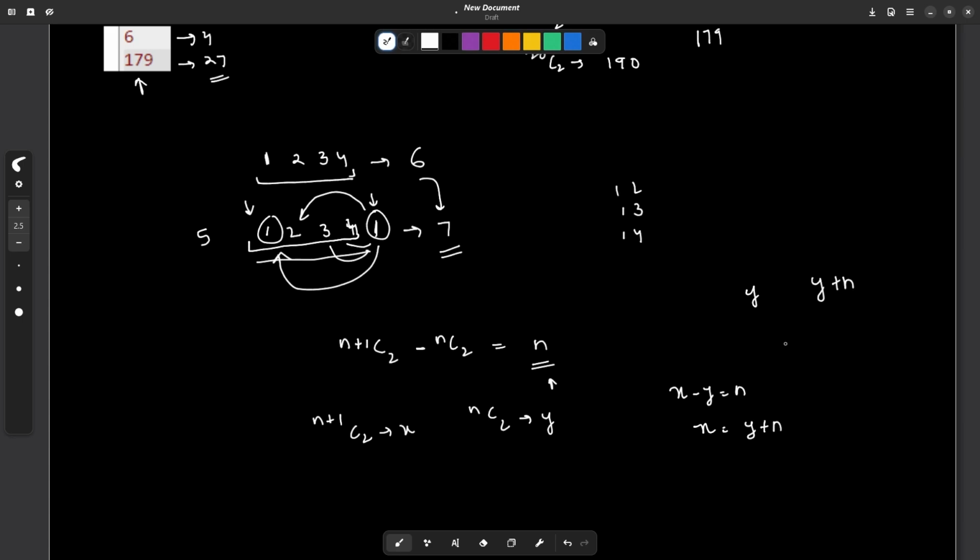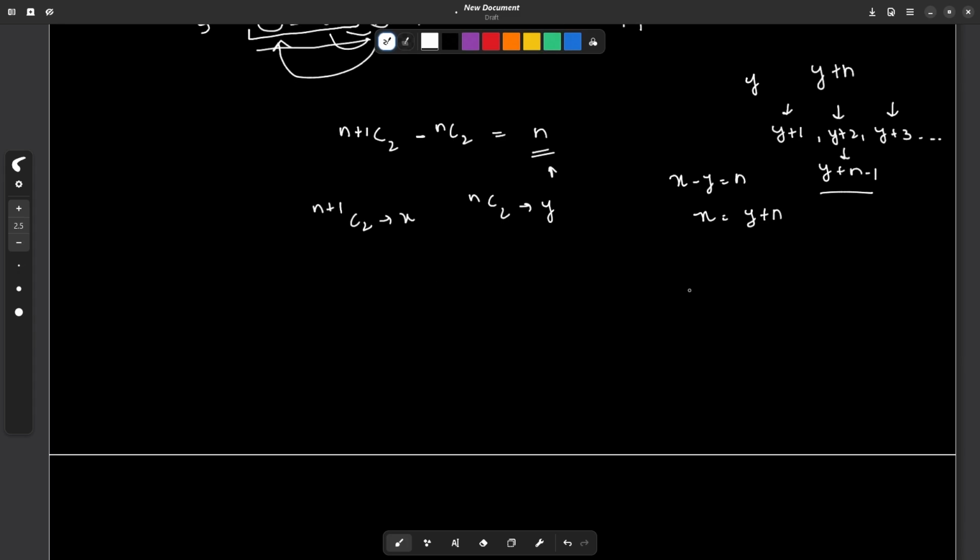The only thing you are not able to form is y plus 1, y plus 2, y plus 3, up to y plus n minus 1. These are the values that you are not able to form. You can easily form these values by using 1 and then using 2 and then using 3 and then using n minus 1 at the end.